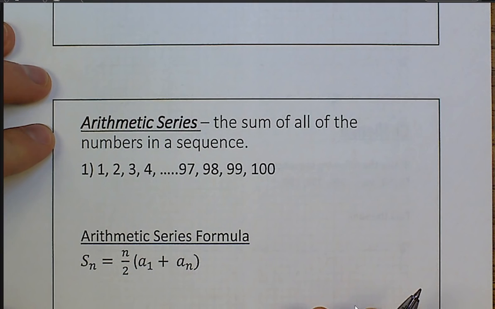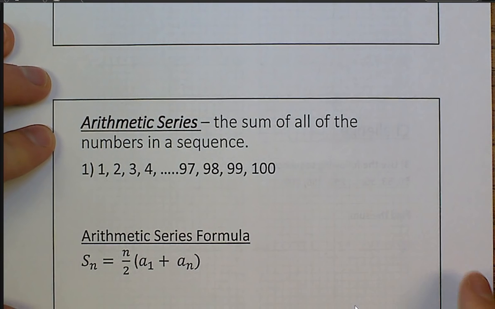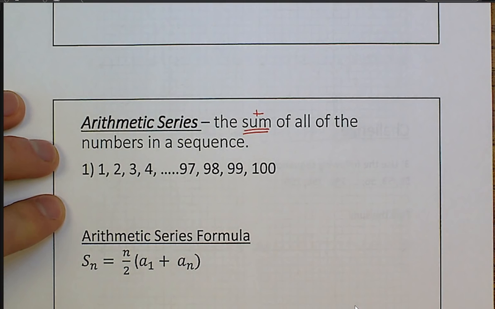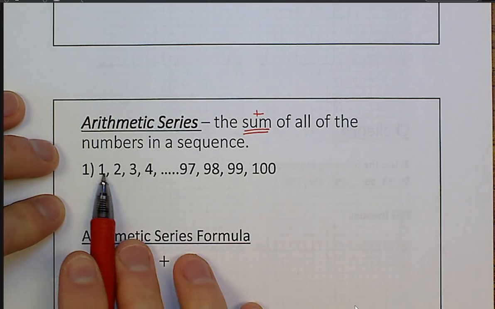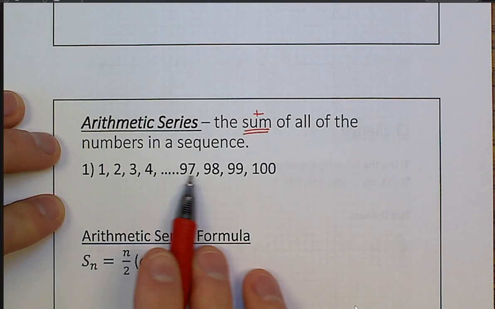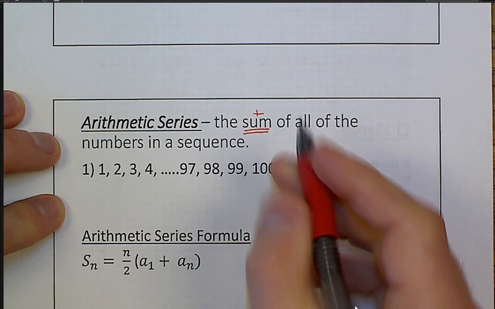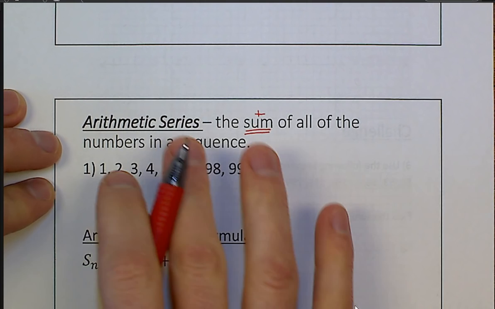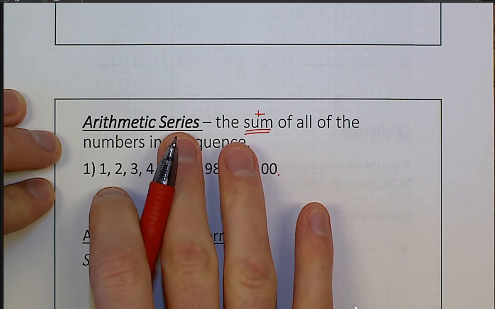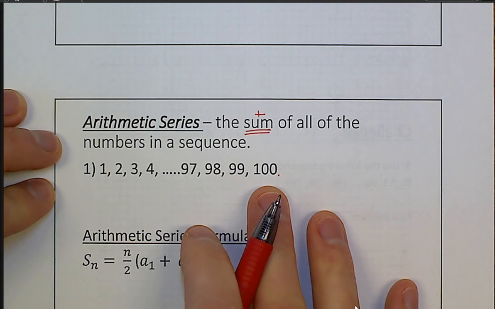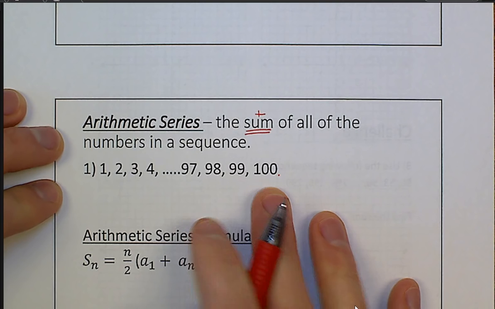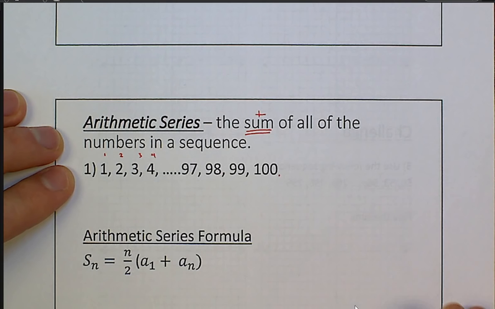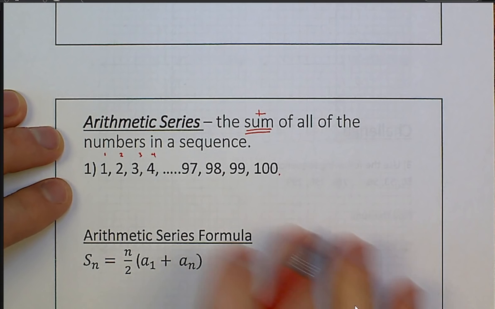A series, this is important, is the sum of all of the numbers in a sequence. So we still have the sequence here, 1, 2, 3, 4, 97, 98, 99, all the way to 100, and we're stopping at 100. But what I want to do with a series is add. Anytime you see the word series, that means you're going to be adding every single term within the sequence. This is still term number 1, term 2, term 3, term 4, all the way till we get to 100. But we're going to be trying to add these up.